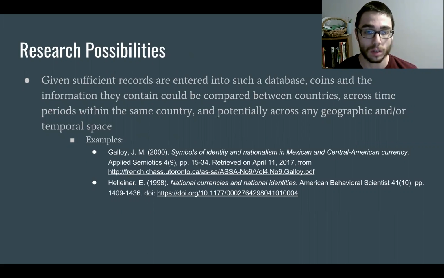Examples of research that might be assisted by our system would be J.M. Galloy's Symbols of Identity and Nationalism in Mexican and Central American Currency. This paper studied the representation of culture and history on coins and paper currency within those countries and what conclusions could be drawn by their representations. And then E. Helaner, in her paper, National Currencies and National Identities, made some proposals for how currency affects national identity and its role in perpetuating and establishing national identities, and perhaps use of a system such as the one we're proposing could be used to support and make conclusions such as the ones that she made in that paper.